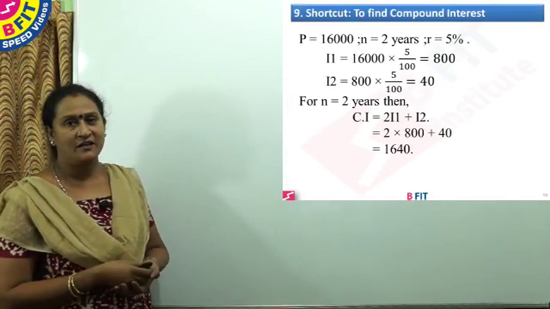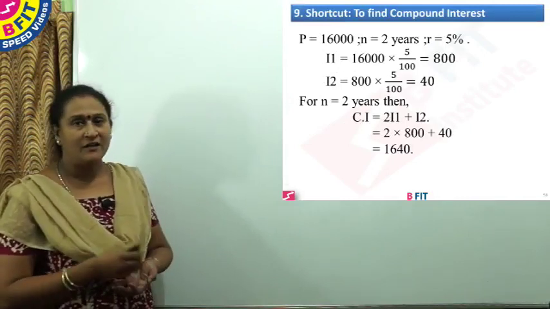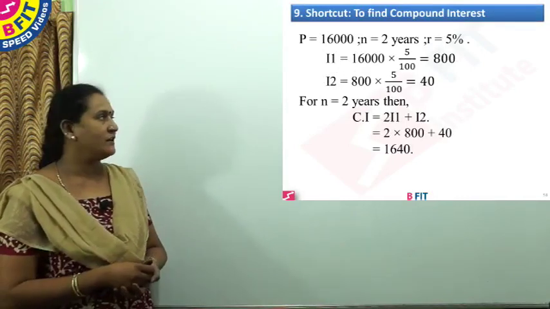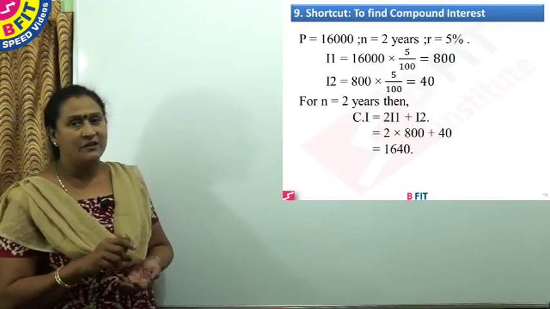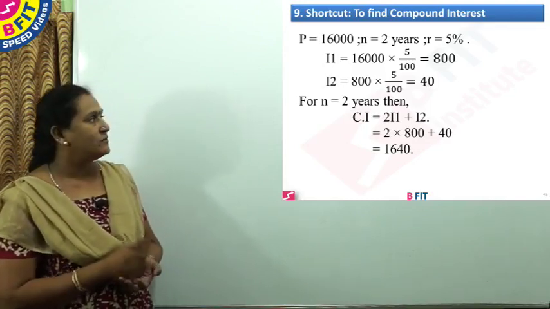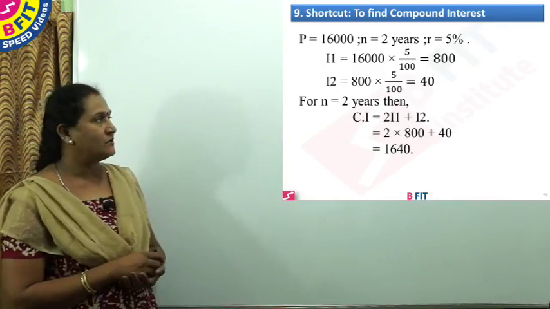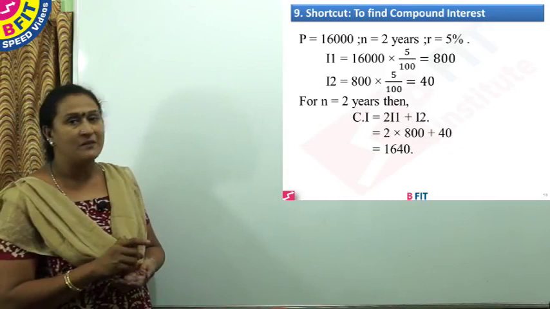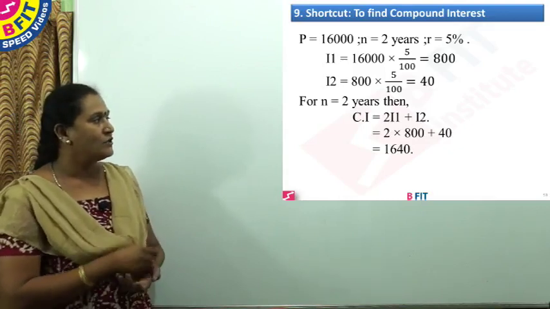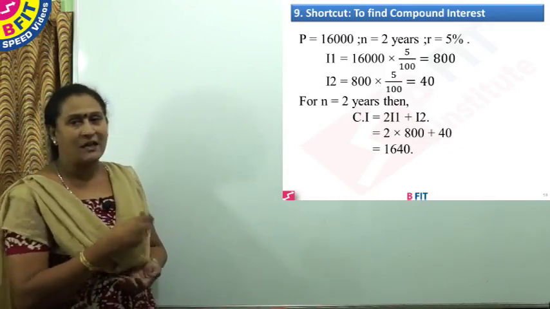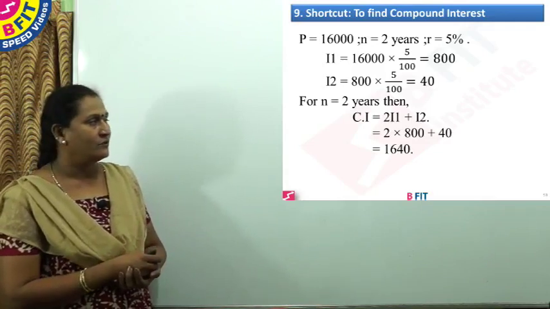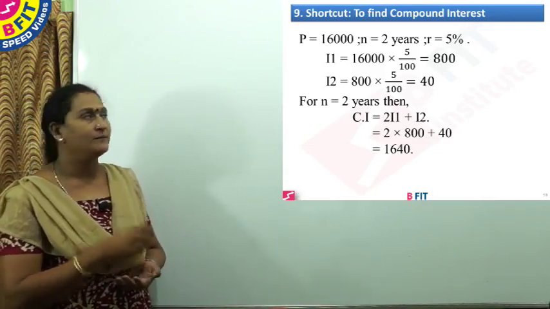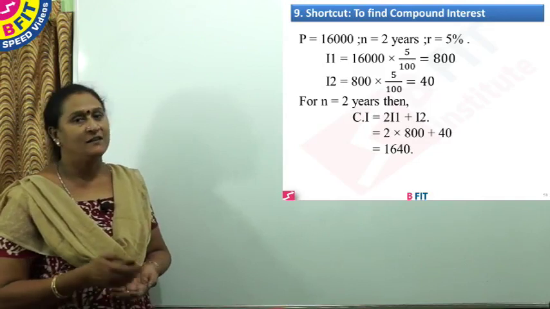And the shortcut here is, we found I1, that is interest on the principal for first year, and I2, interest on the interest for the second year. So I1 is 5% of 16,000, it is 800. I2 is 5% of I1. So 5% of 800, it is 40. So compound interest is double I1 plus 40. So it is 1640. So we'll see the next question.